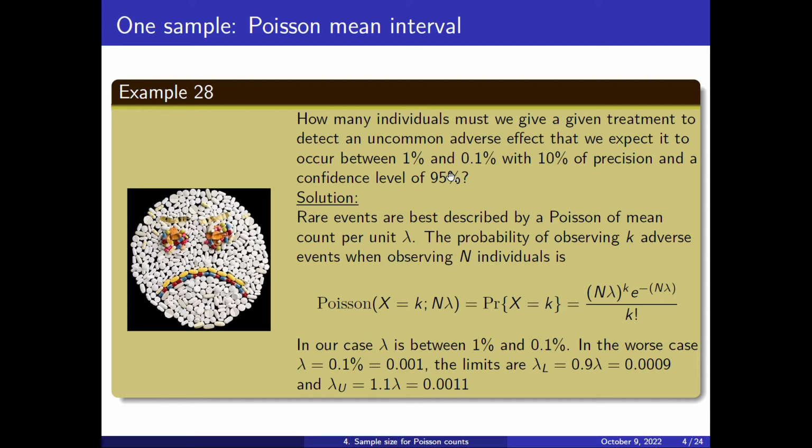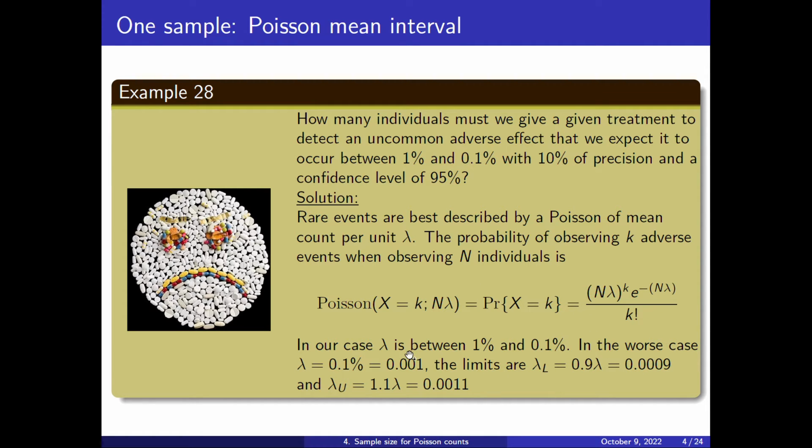That means that our confidence interval should contain the true parameter with probability 95%. So we have described the probability of observing k adverse effects in n individuals when the probability of each one of the individuals to show the adverse effect is lambda. Then on average we will expect n times lambda adverse effects.